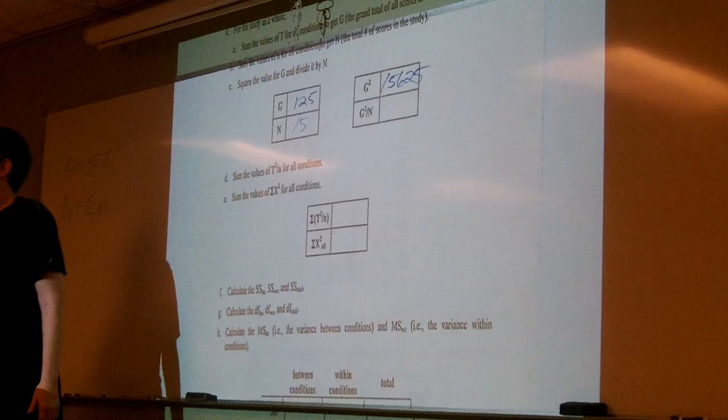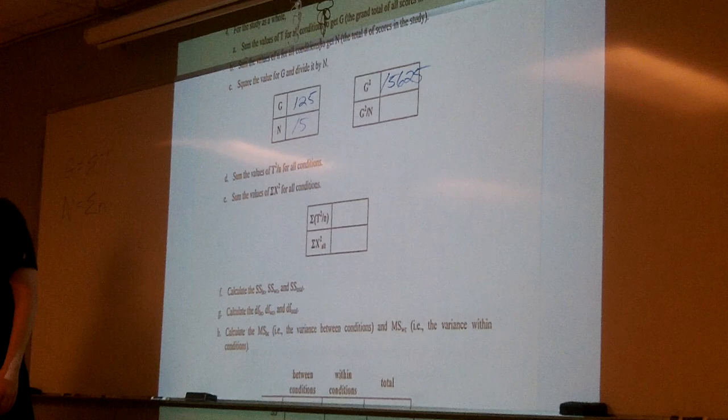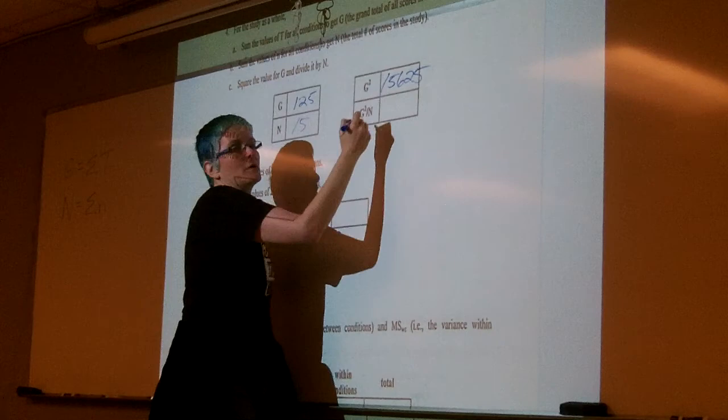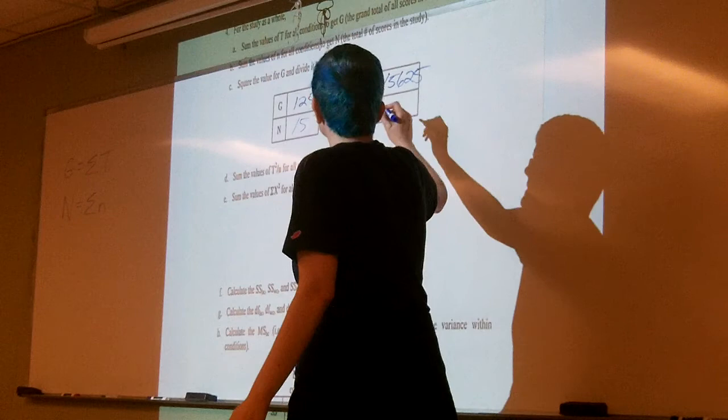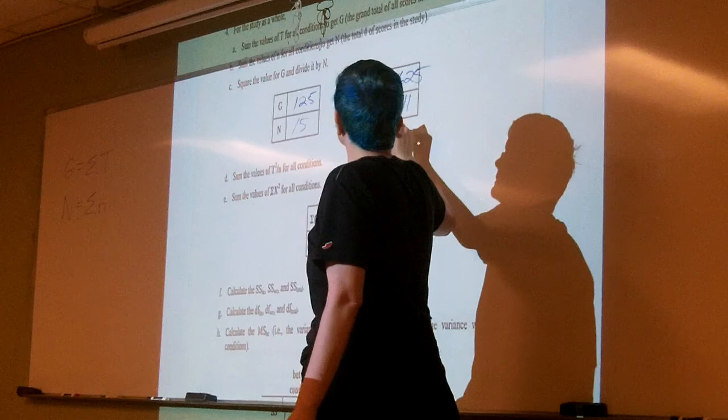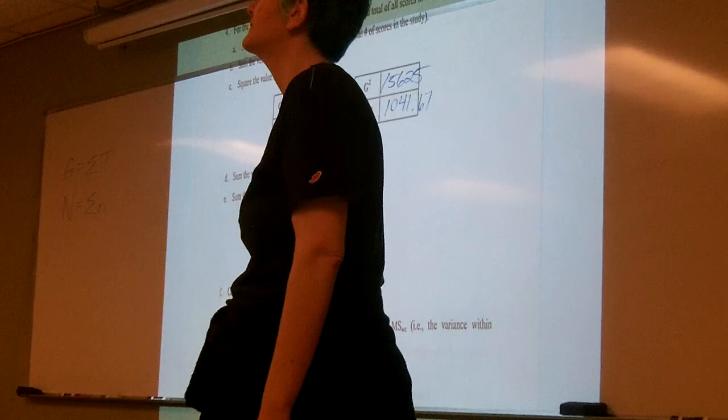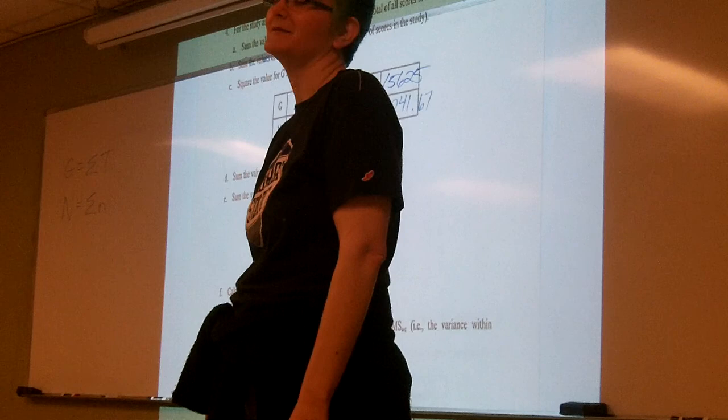Okay, how about we divide it by big N? So G squared divided by big N is? 41.67. Oh, not a round number. Oh, well, that happens. The more conditions you get, the harder it is to get all the numbers to be round numbers. You're not afraid of a few decimal places.